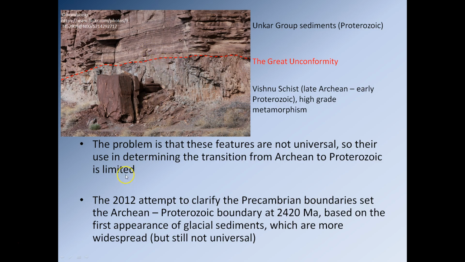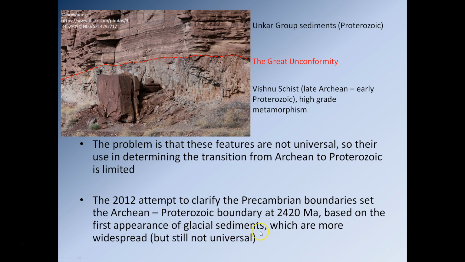As we also discussed in the previous lecture, they actually made an attempt in 2012 to redefine the boundaries in the Precambrian, and mark those boundaries out based on physical or chemical changes that we can see in the rock. Based on this process, the Archean Proterozoic boundary was set at 2.4 billion years ago. And it was based on the first appearance of glacial sediments. So this is the first time we see sediments related to glaciers appearing in the rock record.